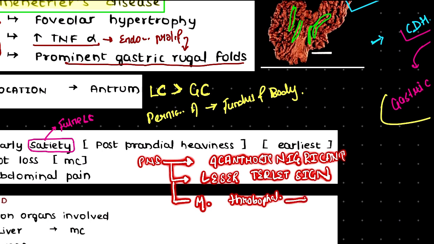Now, what is this migratory thrombophlebitis? It is the condition in which there will be development of thrombus, right, thrombus in small vessels. So the patient will present with MAHA. Now, what is this MAHA? It is microangiopathic hemolytic anemia.